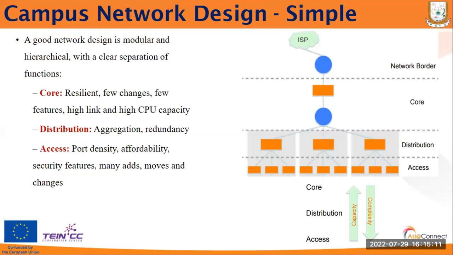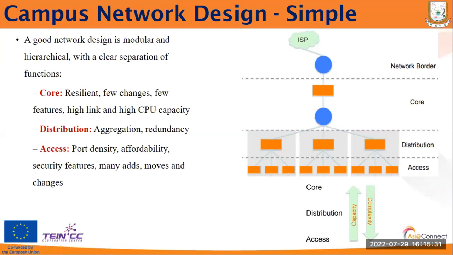Okay, in this scenario, you are seeing that there is a core level and a distributed level. But for a small network, it may be one layer, not core and distributed separately. It becomes one single layer.